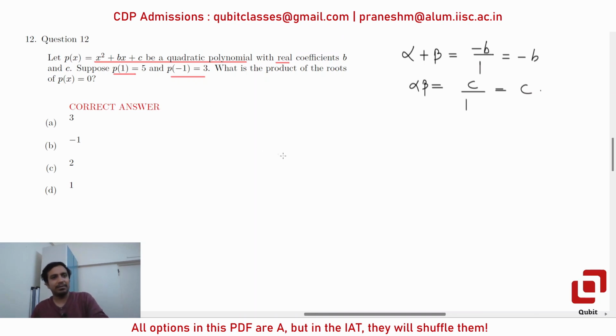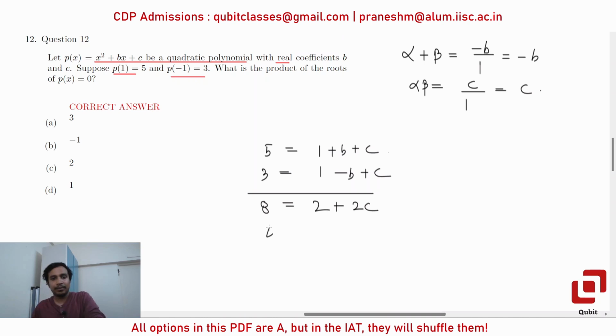Just put them here. Use p of 1 equal to 5, so 5 is equal to 1 plus b plus c. P of minus 1 is 3, so 3 is equal to 1 minus b plus c. Adding, 5 plus 3 is 8, which is 2 plus 0b plus 2c. So 4 is equal to 2c, dividing by 2, so 1 plus c, c equals 3. Option A. Okay, fairly simple problem.